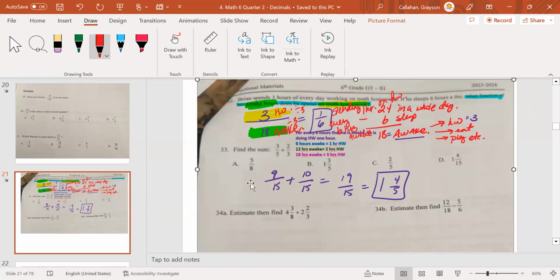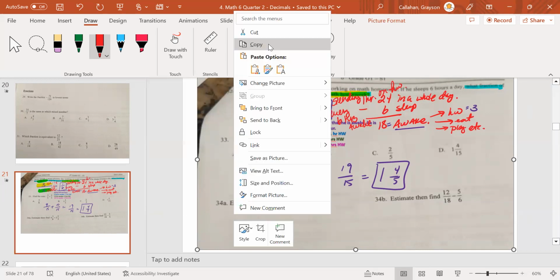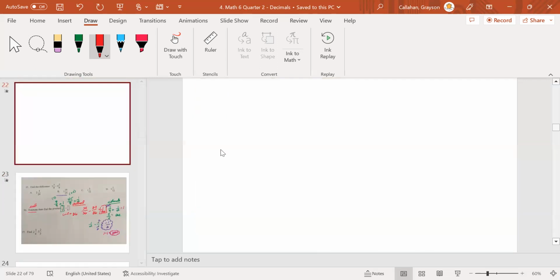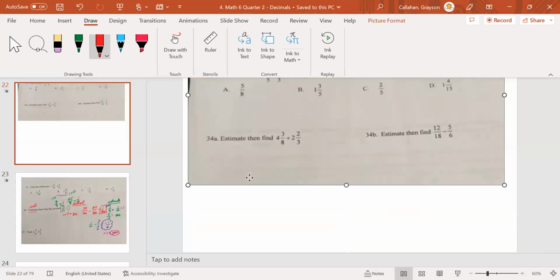All right, any questions on number 33 and 34A and 34B? Let's take a look at number 34A and 34B, okay? Because I feel like you might have questions later.